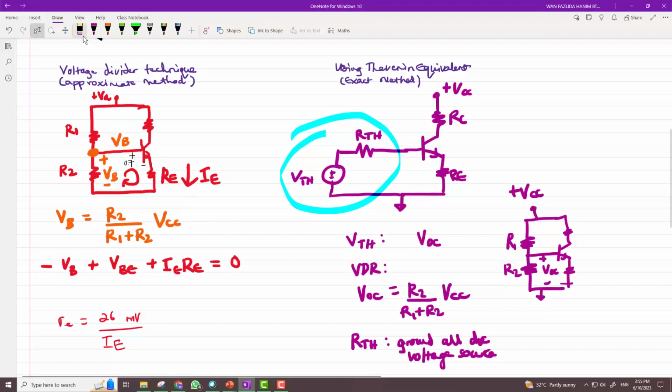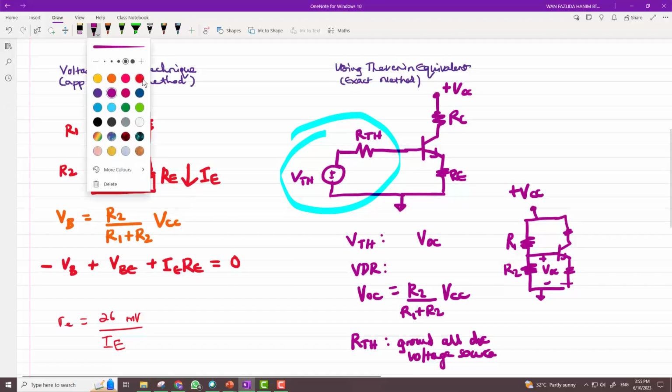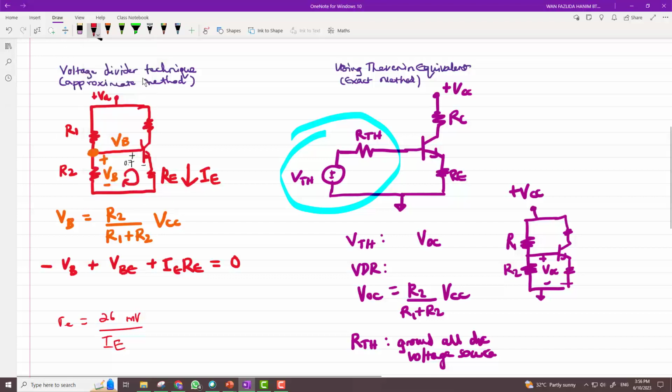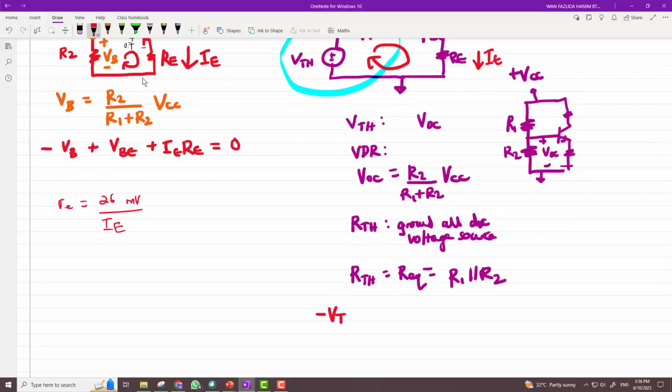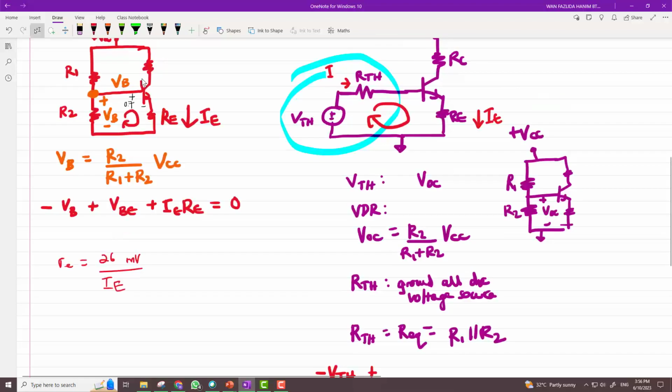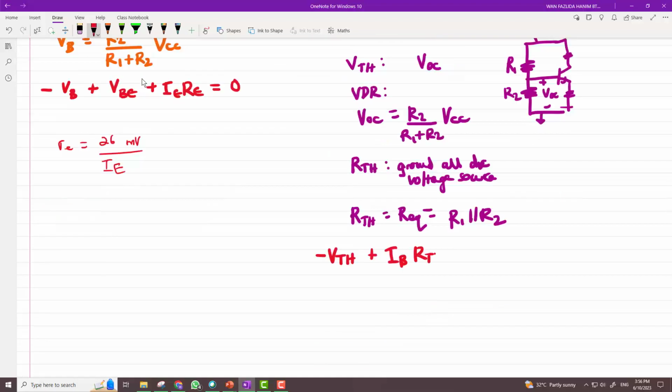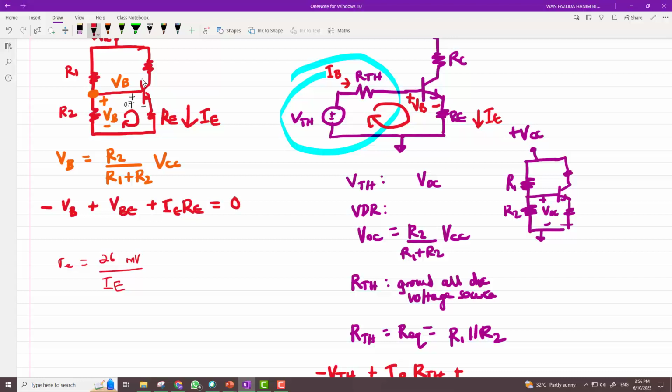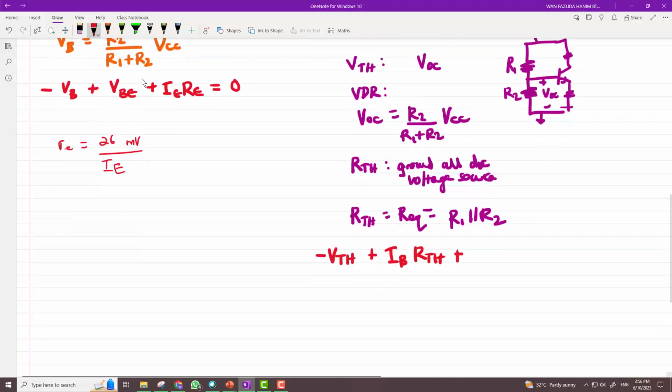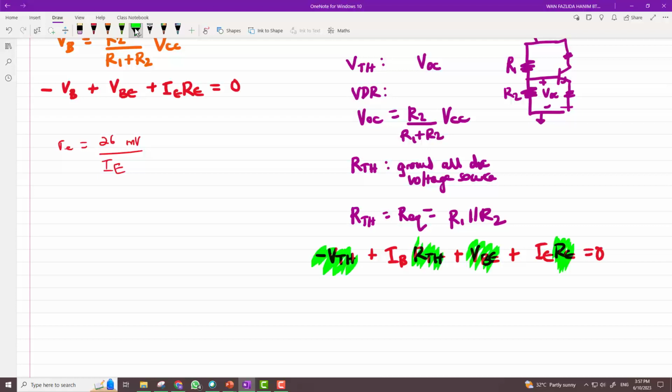And don't forget, your purpose in doing this is to find IE. And in order to find IE, you need to do a KVL here: negative V Thevenin plus IB R Thevenin plus base emitter voltage, which is 0.7, plus IE RE equals 0. What you don't know is IB and IE.